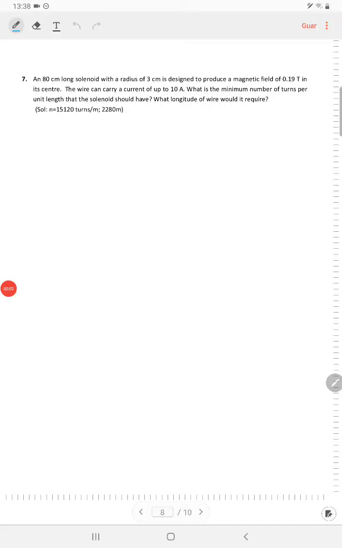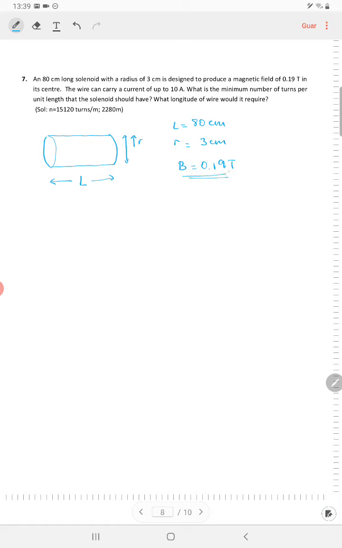In this video we solve problem 7 of Unit 15. We have a solenoid, which we can draw like this, that has a total length of 80 centimeters. The radius, small r, is equal to 3 centimeters. And it is designed to produce a magnetic field of 0.19 Tesla. So this is what we wanted to produce in the center.